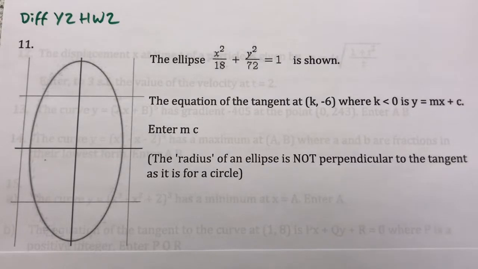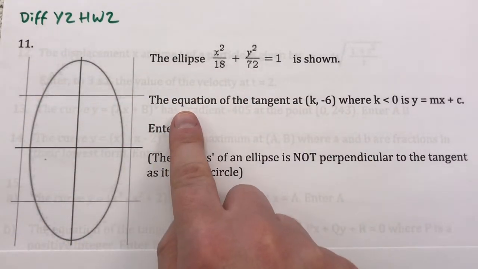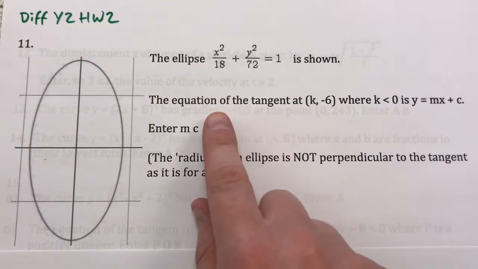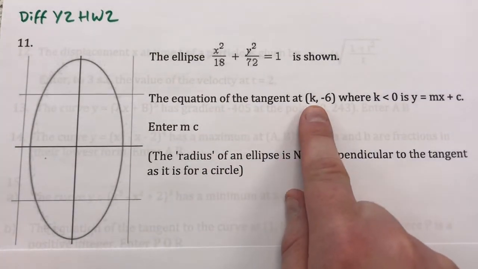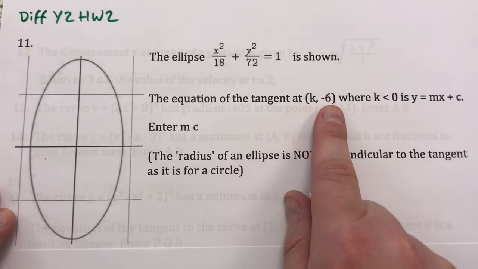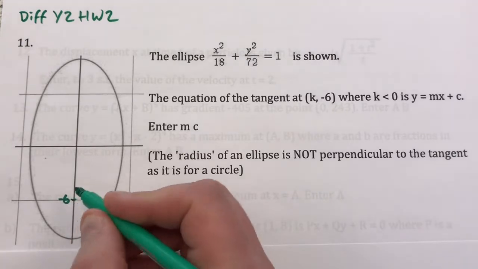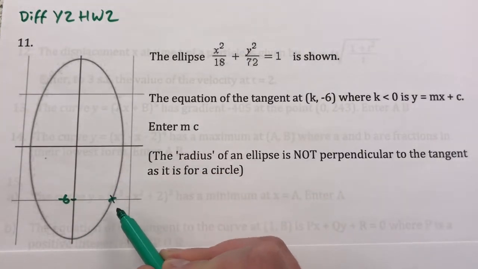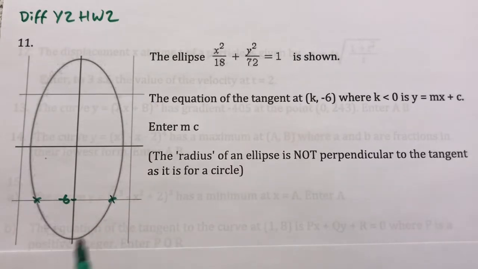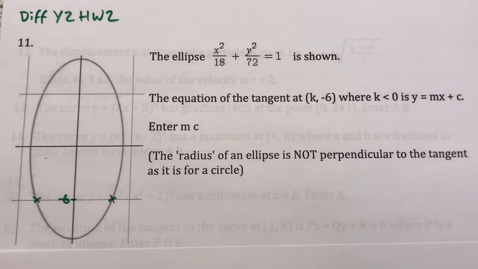Question 11 is pretty tricky. We've got an equation of an ellipse. We're being asked to determine the equation of a tangent at. Now, we don't know what k is on the x-axis, but let's say that minus 6 is here. Let's put minus 6 on the y-axis there. We've got k could either be this point or this point. So when we're trying to work out what k is, we're expecting to get a plus or minus.